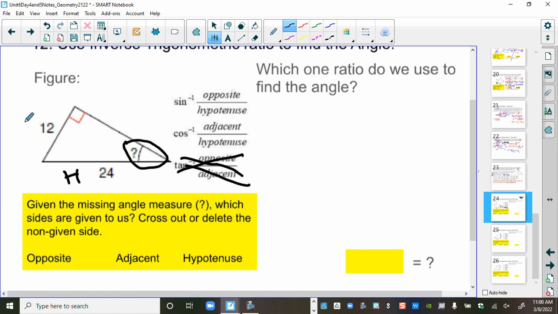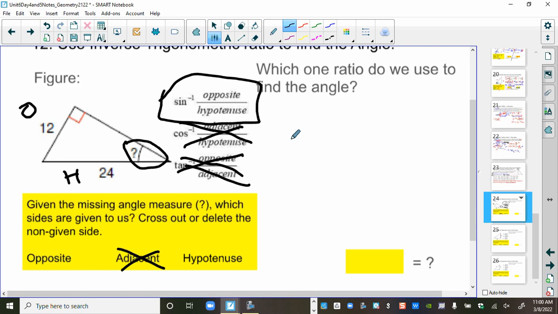Now the 12, is that an opposite or an adjacent? That's an opposite. So do we have the adjacent? No. So that means if we don't have the adjacent, which one must we use? The sine, yeah, because the cosine's out of the game. Gotta use this guy.